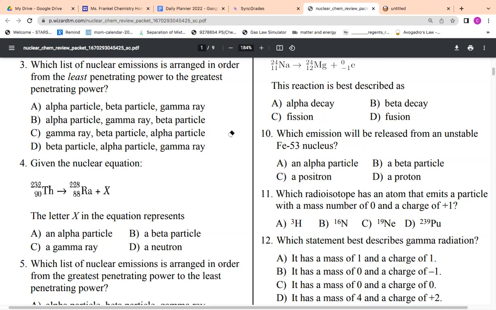All right, number 11. Which radioisotope has an atom that emits a particle with a mass number of 0 and a charge of +1? And we just went over that one. Again, a particle with a mass number of 0 and a charge of +1, that is a positron. You can write it with the beta symbol, or you can just write it with the electron symbol. Either one of these is good. So we're looking for what radioisotope basically undergoes positron emission. So again, we have to go back to Table N and compare all of these and see what their decay modes are.